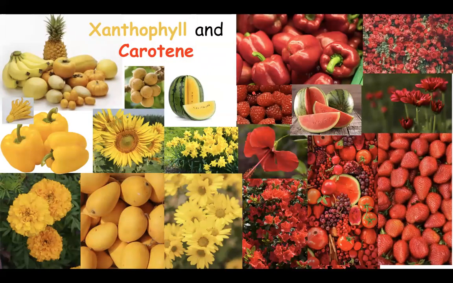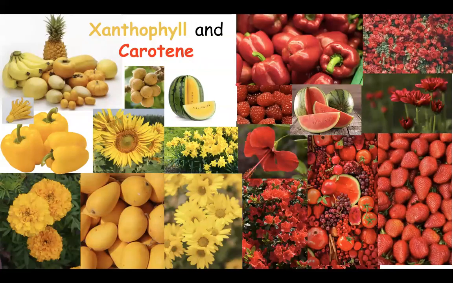The chromoplasts have yellow or red color. If they have yellow color, the yellow pigment in them is xanthophyll, and the red pigment in them is carotene. The yellow pigment, xanthophyll, imparts yellow color, orange color to various plant parts. The carotene imparts red color to various plant parts. Fruits and vegetables can display this color because of xanthophyll or carotene.